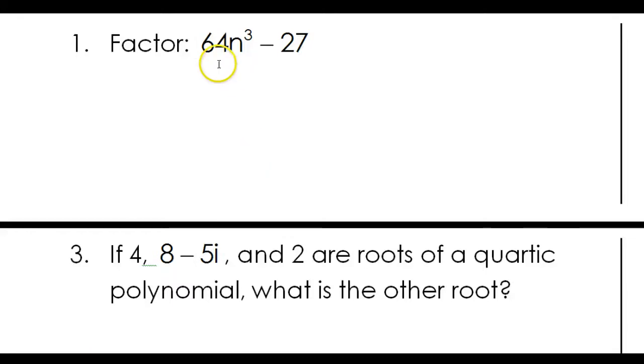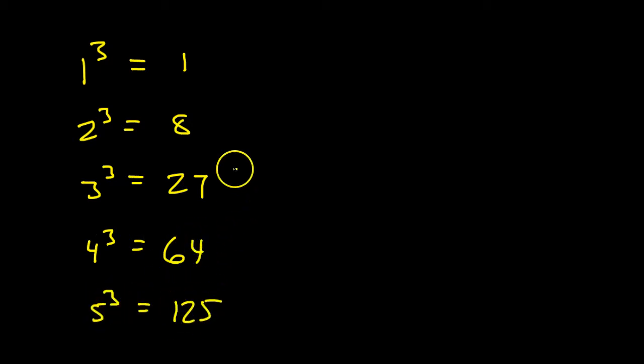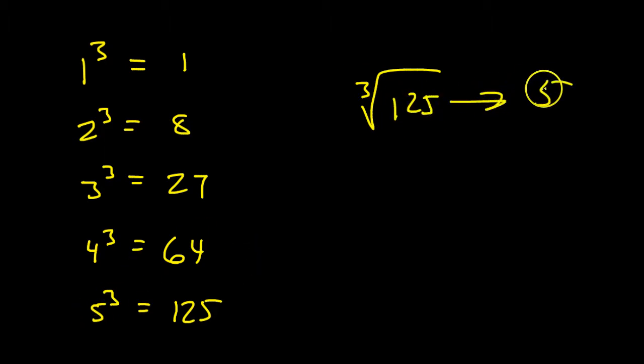In this video, we will learn to factor the sum or difference of two perfect cubes, like number 1. When we talk about perfect cubes, it pays to have this in the front of your mind. 1 to the third power is 1. What about 2 to the third power? Well, that's 8. 3 to the third power is 27. 4 to the third power is 64. And 5 to the third power is 125. All of these numbers are perfect cubes. So if I need to know, for example, what is the cube root of 125, oh look, that's 5.